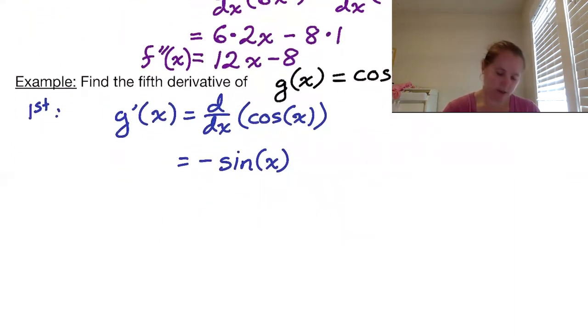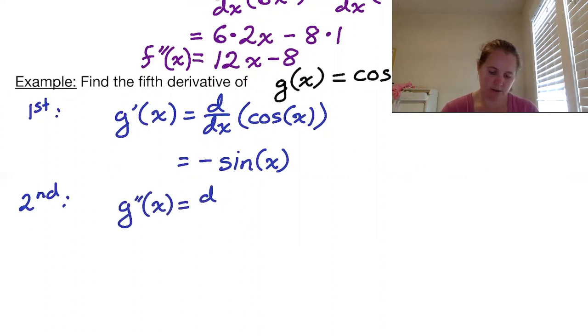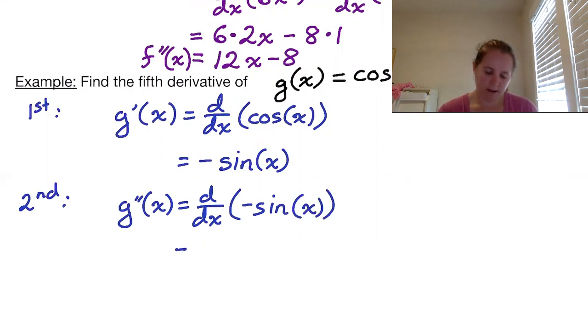Then we have to move on to our second derivative. So g double prime of x. We will now take the derivative of negative sine of x. And our negative comes out front, and then the derivative of sine is cosine of x.